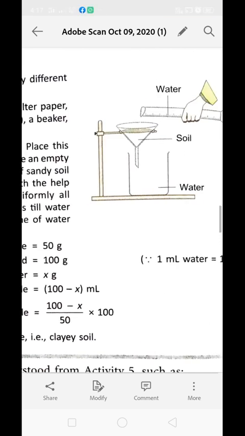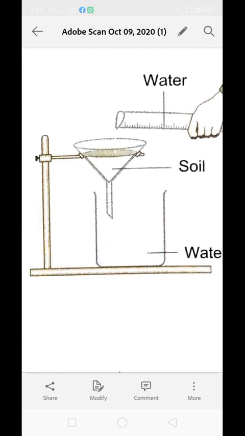The weight of water which is collected in the beaker is still unknown. It is known as X. The amount of water absorbed by the soil sample should be 100 minus X. Understood now? The amount which has not been collected in the beaker has been absorbed by the soil. So the amount of water which is present in the soil should be 100 minus X.